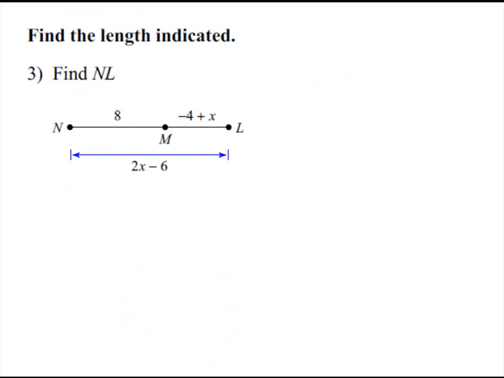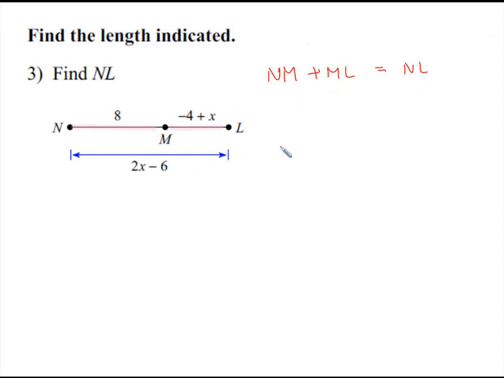Okay. All right, so let's take a look at number 3 here. Okay, so we need to find the length of NL, right? So we're actually given the diagram this time, right? So you'll notice that if you take NM and then you add ML, it's going to equal the whole length, right? So if we take NM and we add ML, it's going to equal the whole length, which is NL, right?